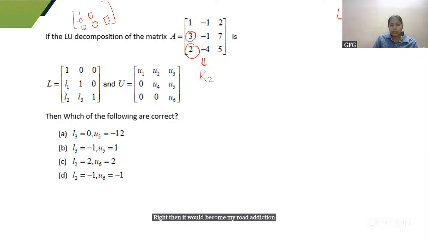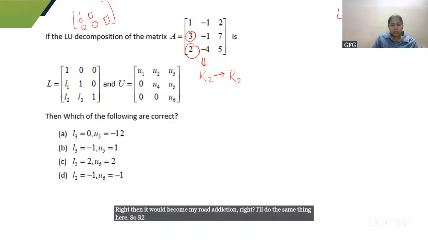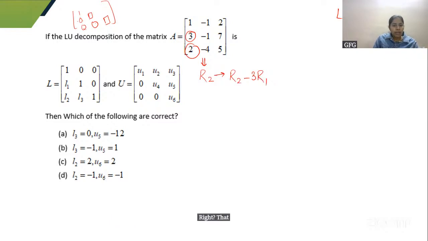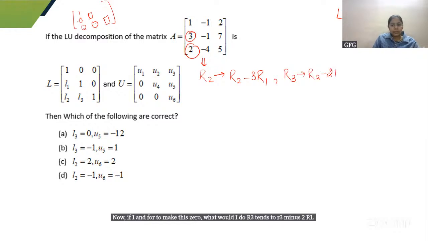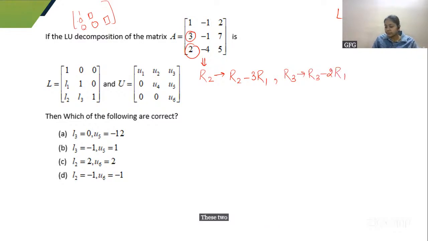I'll do the same thing here. So R2 tends to R2 minus 3R1, right? That means with the help of R1, I'm making this value 0. Now, to make this 0, what would I do? R3 tends to R3 minus 2R1. These 2 points are clear? Guys, these 2 points are clear?